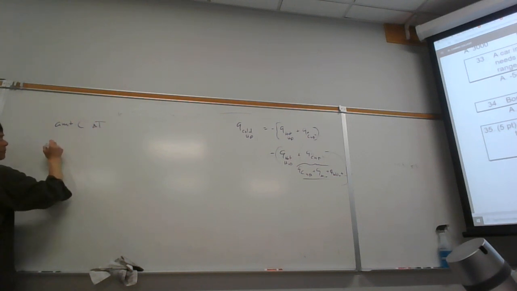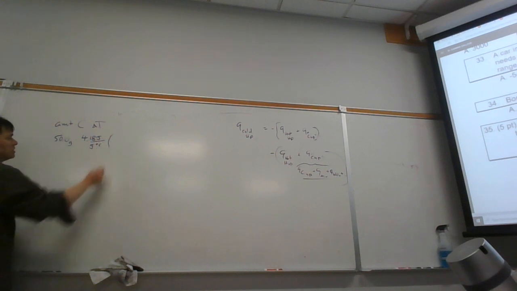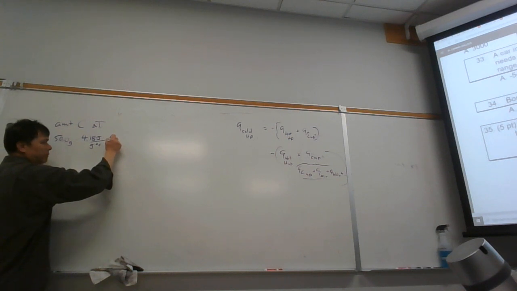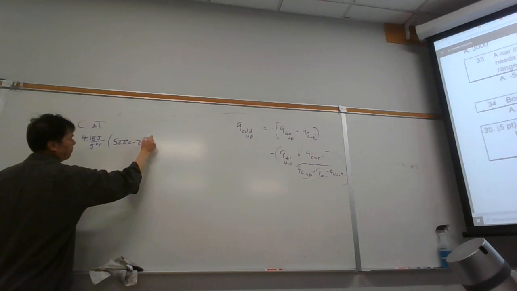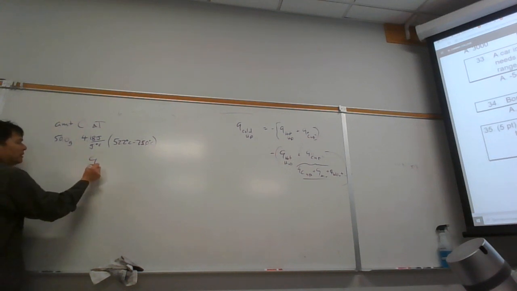And so the amount, how much cold water do we have? 50 milliliters is how many grams? Yeah, so we'll just say 50 grams. Do you know what C is for water? We'll just go with three sig figs. 4.18 joules per gram degree C. And then delta T. Delta T is T final minus T initial. T final is what? 52.2. And T initial for the cold water? Yeah. So this is my Q, the cold.